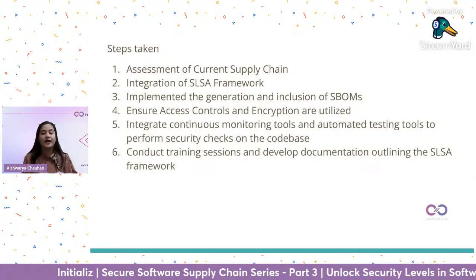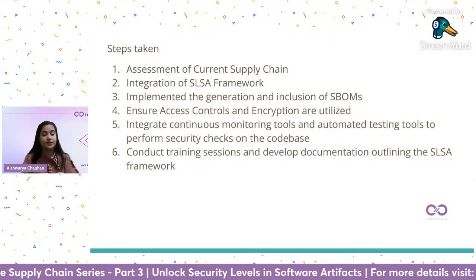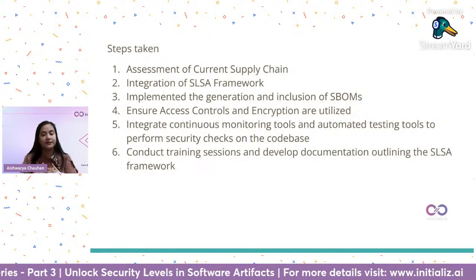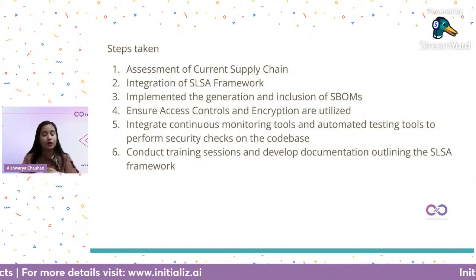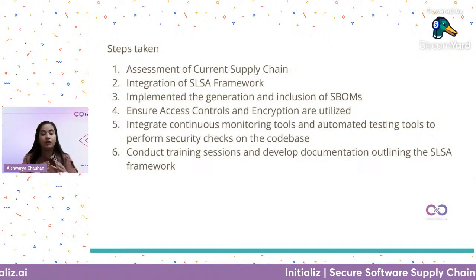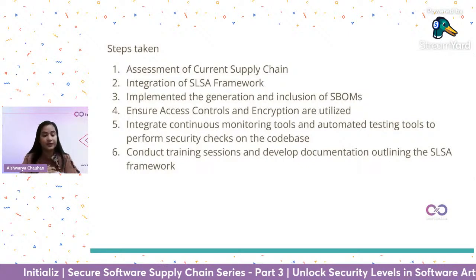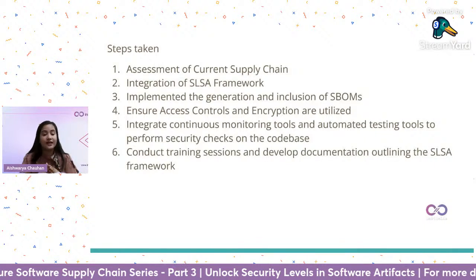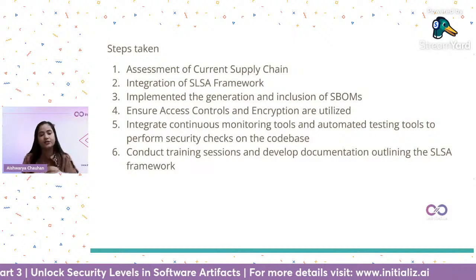Step 4 is to ensure access controls and encryption has taken place. You have to implement access controls to restrict access to high security artifacts and only to authorized personnel, which means that there is no tampering, and no one gets access if they don't have any relation to it. And you have to utilize encryption mechanisms to protect high security artifacts during transit and storage.